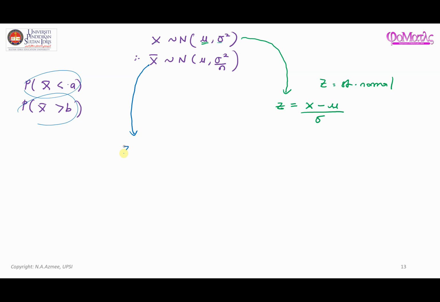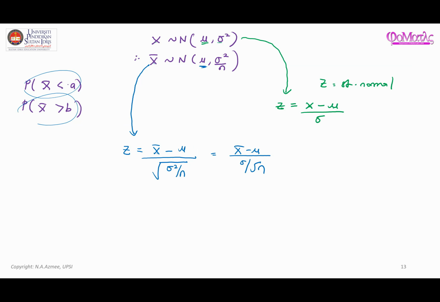Therefore, for this one here, z is equal to x bar, because x bar here is our normal random variable now, minus the mean of x bar. The mean of x bar is the same thing, which is mu. What is the standard deviation of x bar? Standard deviation of x bar is the square root of sigma squared over n, which can then be simplified as such.